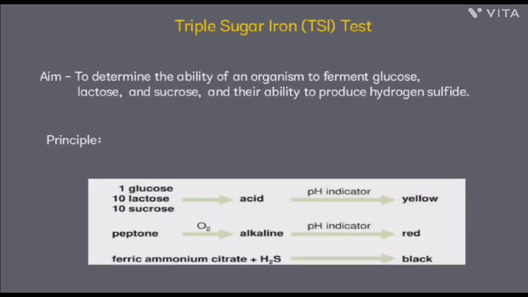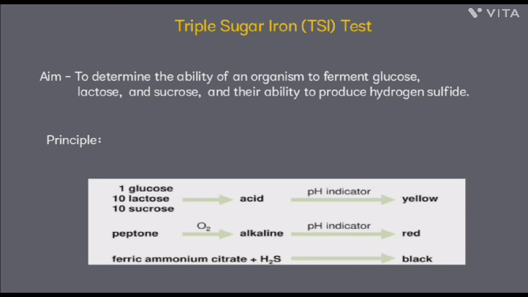Triple sugar iron, TSI, test. Aim: to determine the ability of an organism to ferment glucose, lactose, and sucrose, and their ability to produce hydrogen sulfide. Principle: triple sugar iron, TSI, agar slants differentiate bacteria on their ability to ferment glucose, lactose, and/or sucrose and on their ability to reduce sulfur to hydrogen sulfide gas, H2S.